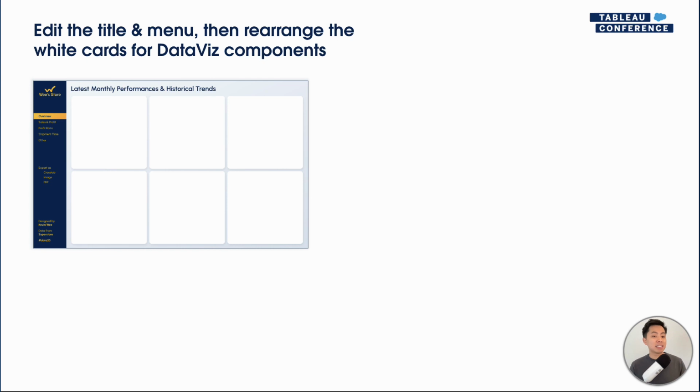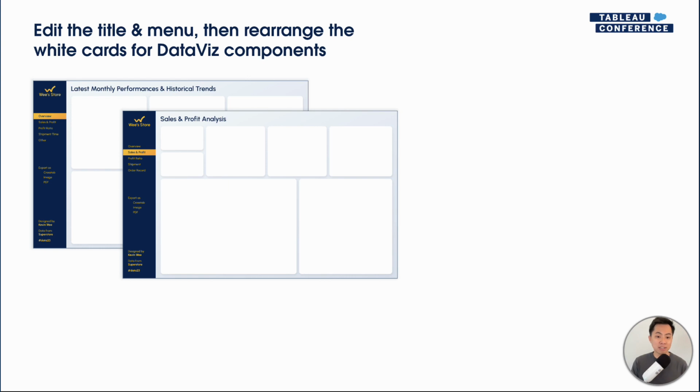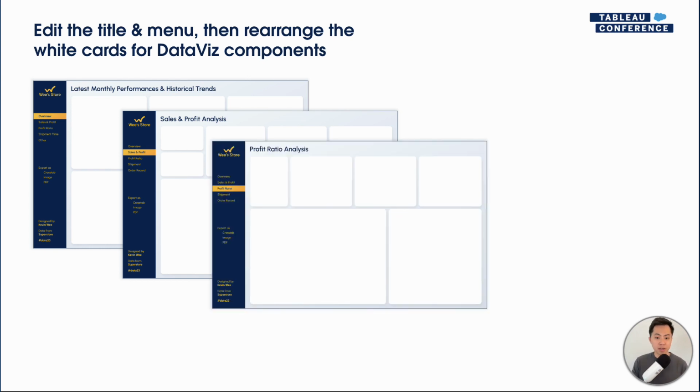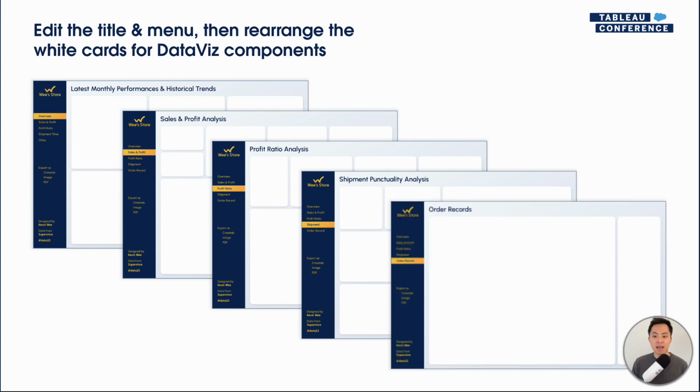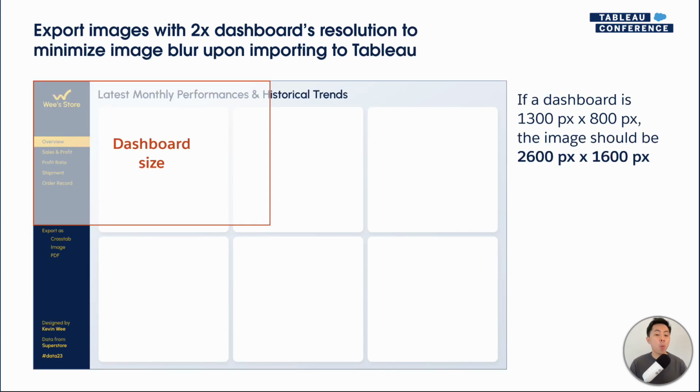For example, this is the background image for the overview tab of the dashboard that I've just shown. This is the one for sales and profit. This is the one for profit ratio, shipment, and record orders. Once you have created the background image for each view of your dashboard, you need to export it as a PNG file. And here's my recommendation. You should export the image file with twice as much resolution as your dashboard size. If your dashboard is 1300 times 800, the background image should be exported at 2600 times 1600 pixels.